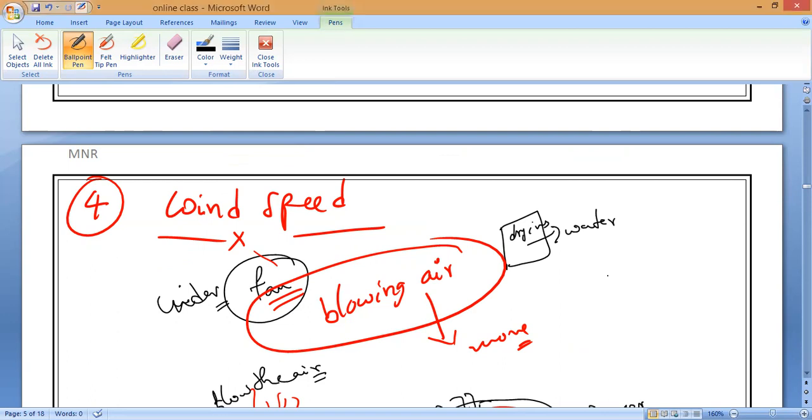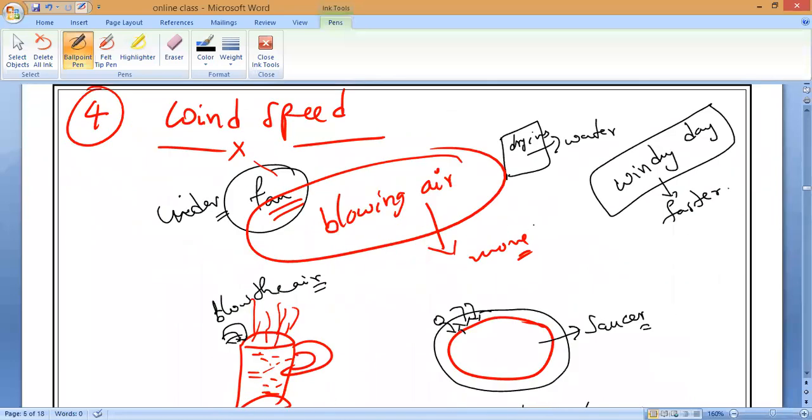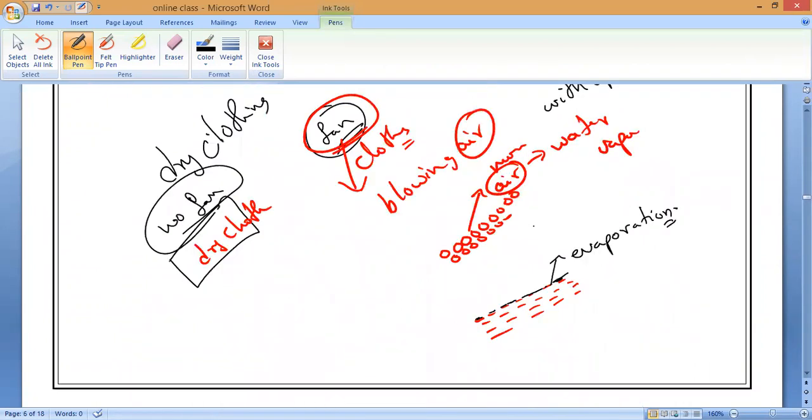So if you take a windy day and a normal day, on which day is it much faster? Windy day. The rate of evaporation is what? Faster, okay, guys? High. Faster or high, we can say. So that is what all of you should remember. So these are the 4 factors which affect the rate of evaporation. Is it okay, all of you?